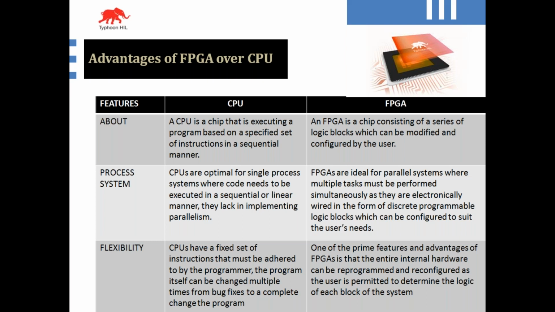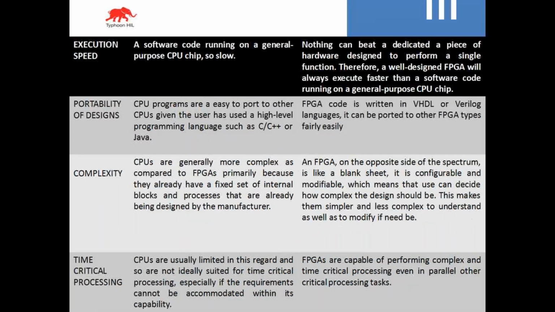There are some complexities, some complex things that cannot be done in CPUs, like time critical processing. CPUs are not ideally suited for time critical processing, whereas FPGAs are capable of performing this complex and time critical processing, even in parallel, along with other critical processing parts.